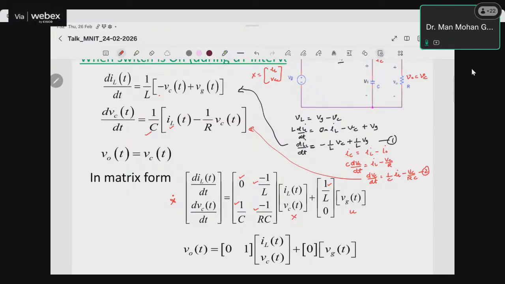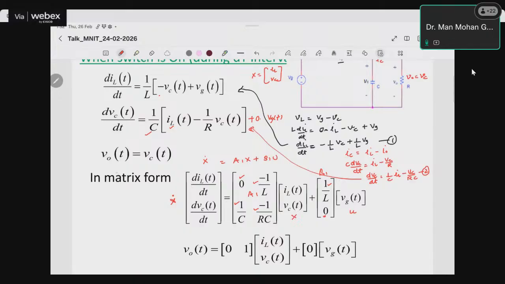So the coefficient of Vg is here 0, right? So we write 0. So this is nothing but x dot equal to A1x plus B1u. I have written in this form where this matrix is A1, this is B1. Okay. Now V naught of t.